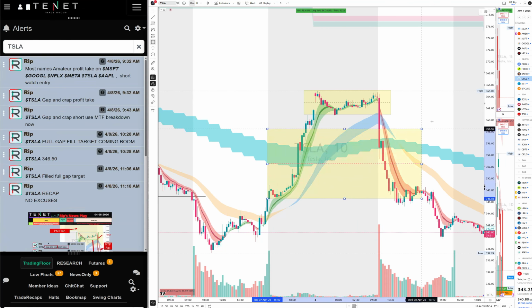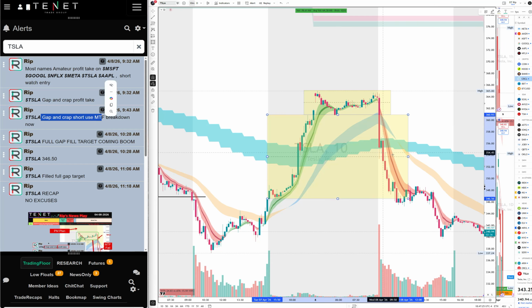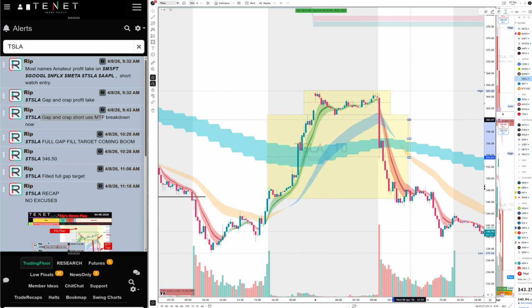There's a gap. There is your gap right here. So we know gaps can be filled. So that was a gap fill short, right? Whenever there's a gap, there is an opportunity of the complete gap fill. I told the traders MTF breakdown. Once we broke right here, I told the traders we're going to make the next leg down on the gap and crap, and I gave the target of 346.50.